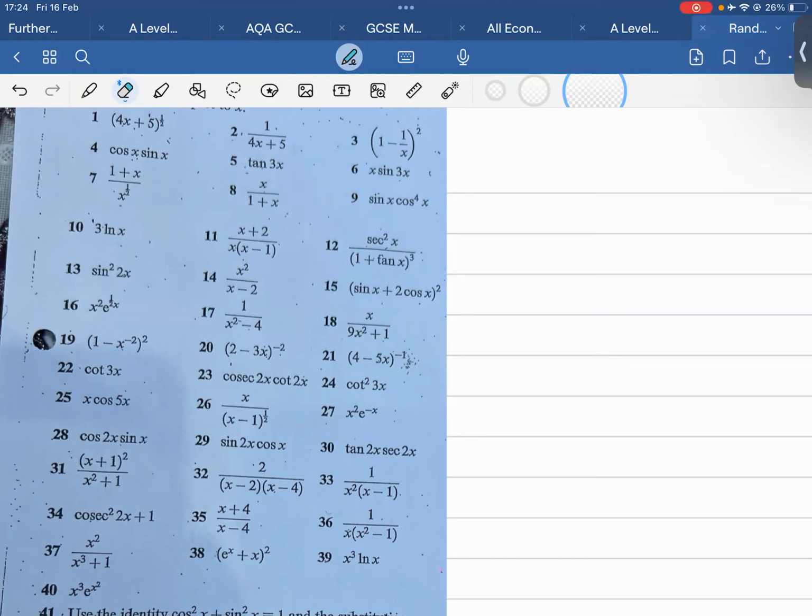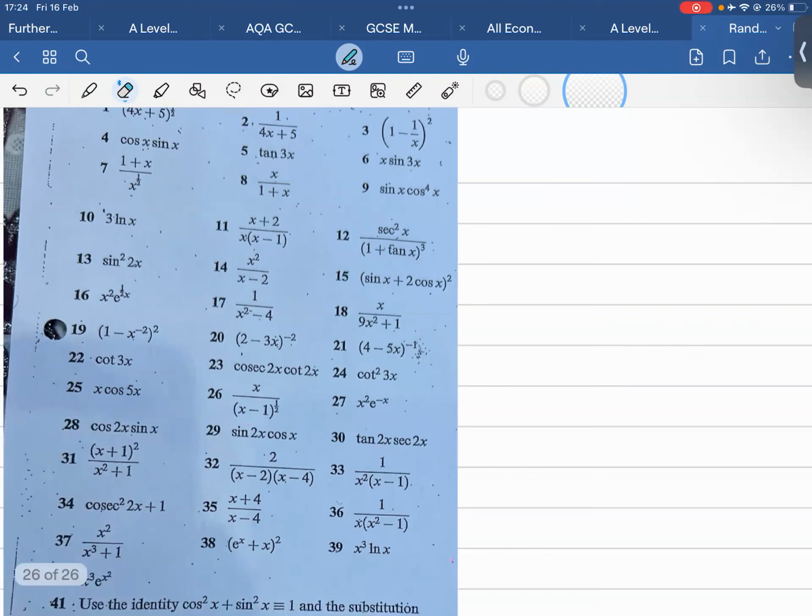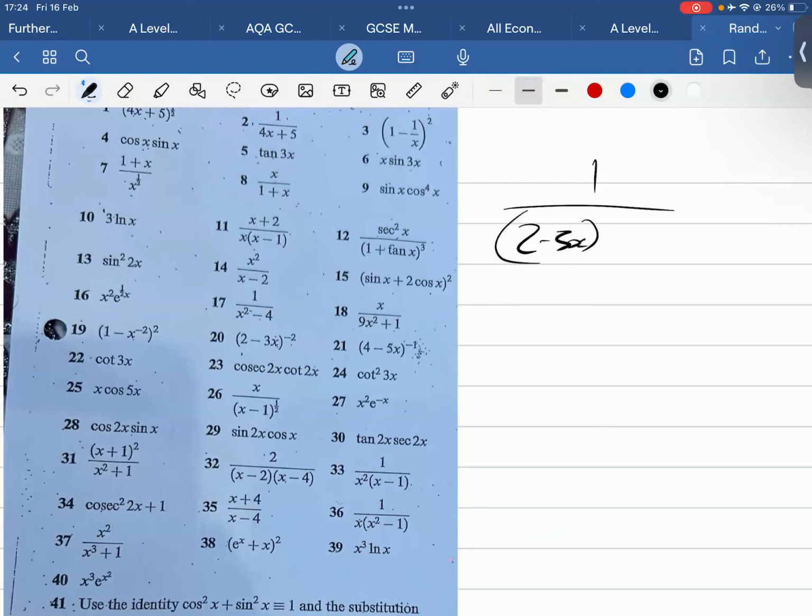Substitution will work perfectly. Partial fractions, question 20, or reverse chain rule. So it's 1 over 2 minus 3x. And you can do partial fractions, or you can use substitution, or you can use reverse chain rule. All three would work.